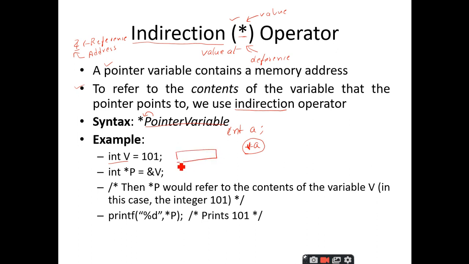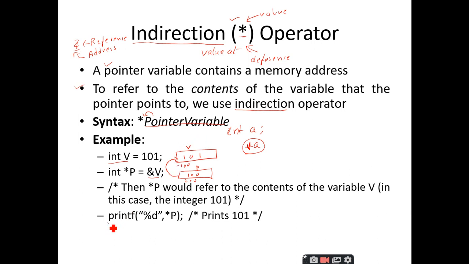Since this is a declaration statement, assume that at base location 100 the variable v is created and it stores the value 101. And int star p is equal to address of v. Since it is also a declaration, assume that at location 200 the pointer variable to integer p is created, and it stores the address of v. The address of v is 100, therefore 100 is stored here. When I store 100, I am indirectly making this pointer point to the variable v.